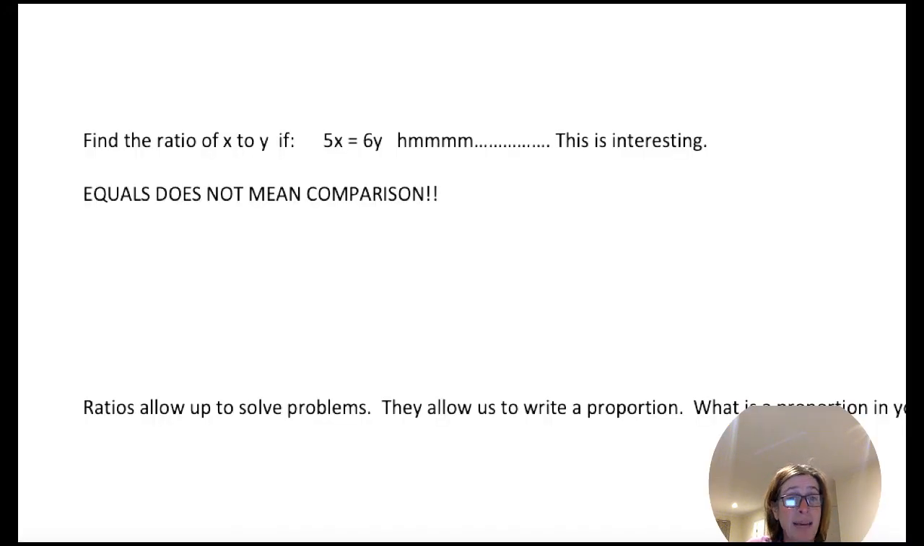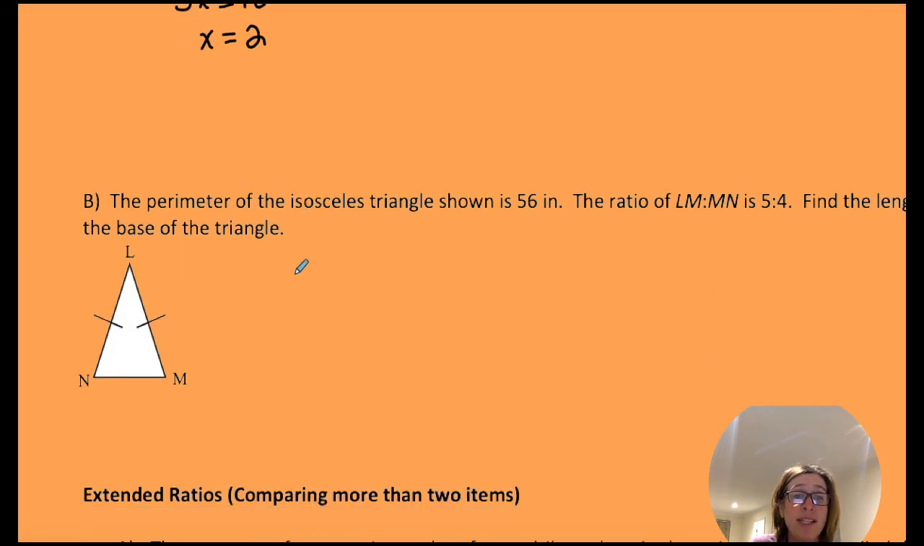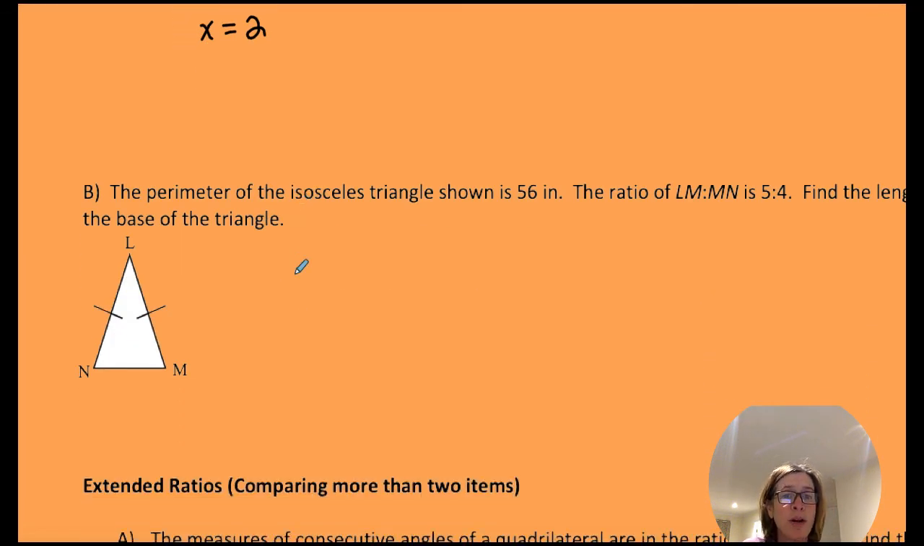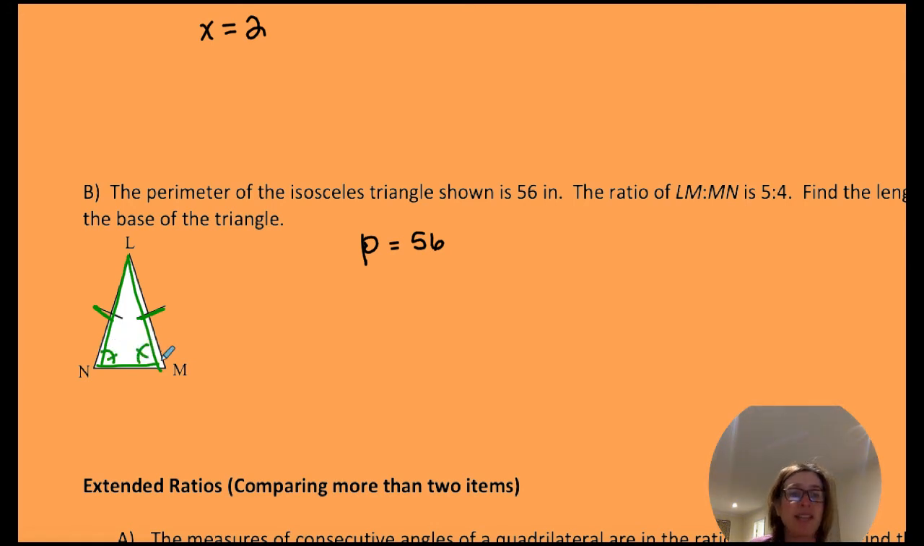All right, you can use the same idea with a figure like this. The perimeter of an isosceles triangle shown is 56 inches. So I know P equals 56. And let's recall that perimeter means all the sides added up. Now it says it's isosceles. So isosceles means it has 2 congruent sides and they're marked for you. Remember also that the base angles across from those congruent sides are also congruent in an isosceles triangle. All right, so it says the ratio of LM to MN, so this side to this side, is 5 to 4.